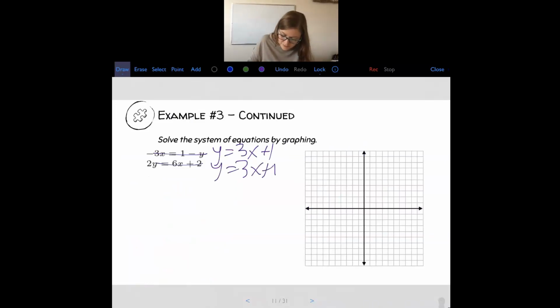So my y-intercept for this first line is 1, and my slope is 3, or 3/1. So we go up 3/1. There's my first line. And my second line also has a y-intercept of 1, and then we go up 3/1. As you can see, this is the same line. So there are infinitely many solutions.